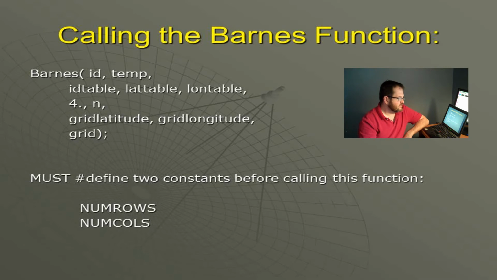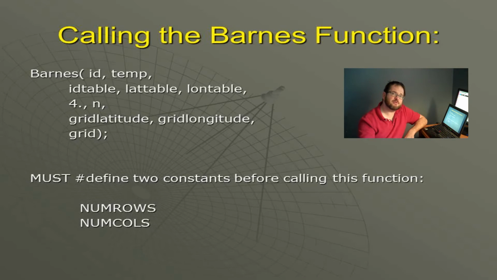Now, Barnes objective analysis is a complicated function that has 1, 2, 3, 4, 5, 6, 7, 8, 9, 10 parameters, arguments to it. We haven't done anything that had that much before. It requires that there are two defined constants beforehand. If you go take a look at the Barnes objective analysis function, that barnes.c I gave you, up at the top, there are two constants already pound-defined up there. Pound-defined num rows and num columns. That are going to be how many rows and how many columns are going to be in your output grid.